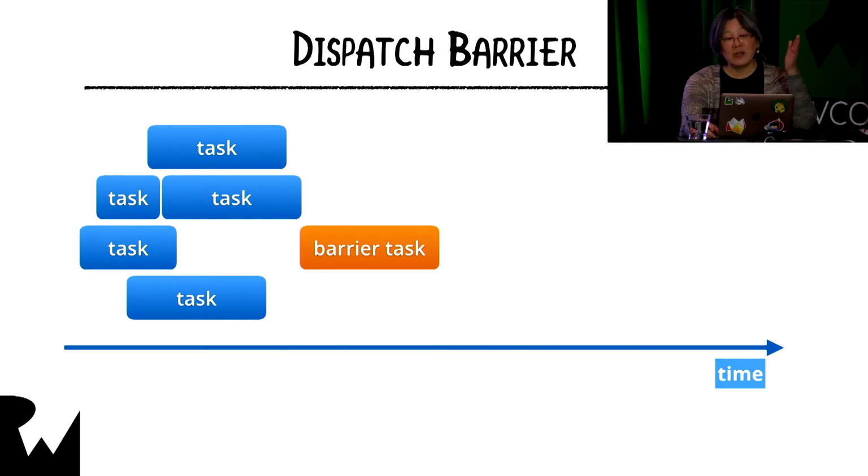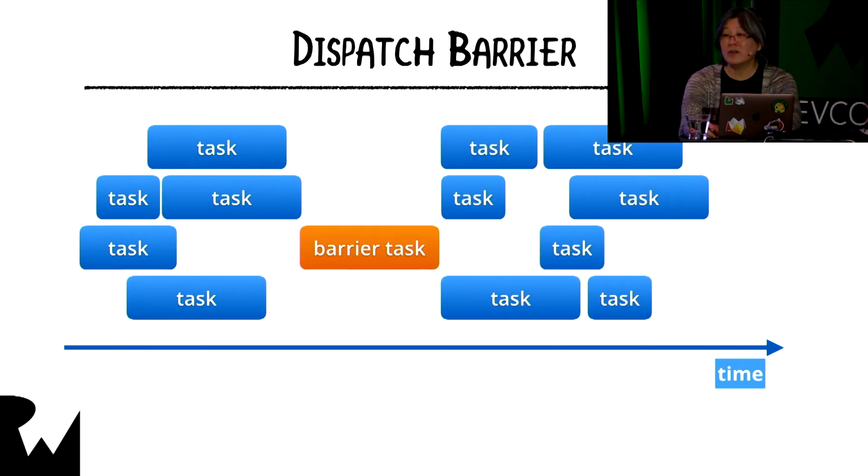And then when all the current tasks have finished, then the barrier task runs as if it's in a serial queue, runs all by itself. And then when the barrier task finishes, you can go back to being a concurrent queue. And new tasks can come in. So we're going to see how to do that in the demo.